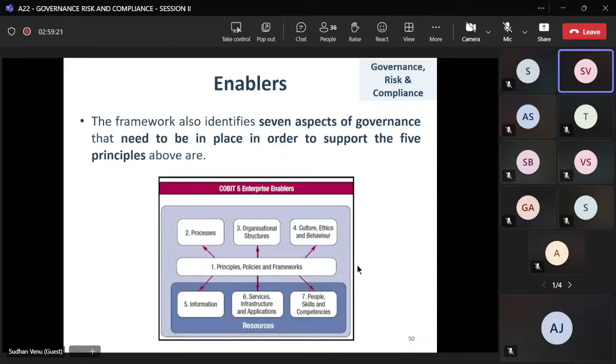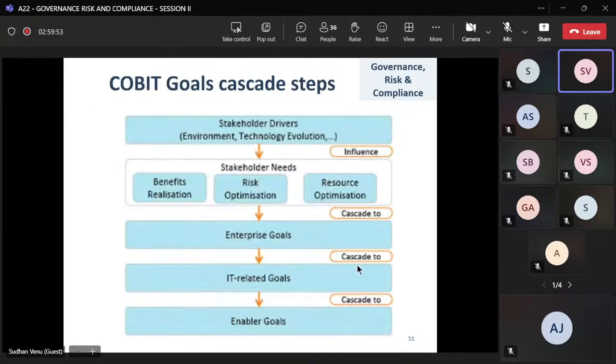In terms of COBIT principles, the framework will also identify the 7 aspects of governance that need to be in place in order to support the 5 principles. In order to follow the 5 principles, we have to enable the 7 enablers, which are principles, policies, frameworks, process, organization structures, culture, ethics and behavior, information, service, infrastructure, applications, people, skills, and competence. These are the 7 enablers in order to achieve those COBIT 5 principles.